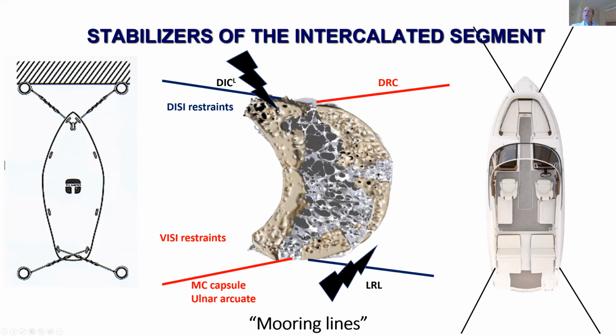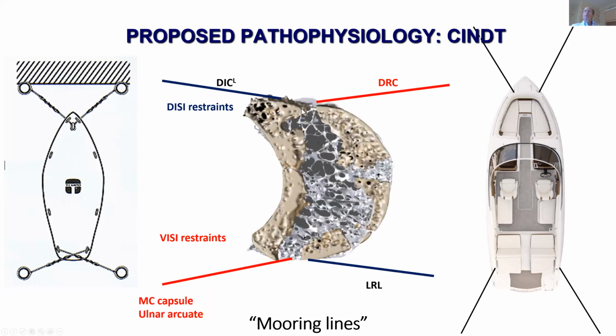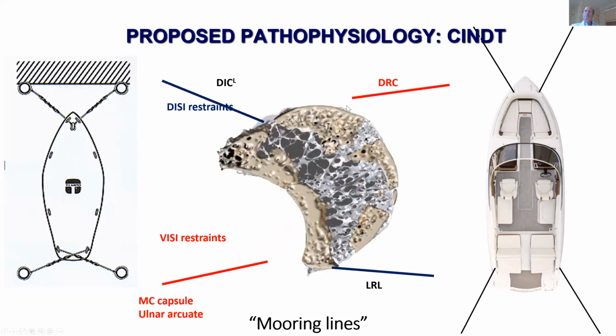Disruption of one or both of the volar dorsal combinations at the midcarpal and the radiocarpal joints allows the lunate to tip into DISI. Disruption of the opposite combination allows it to tip into VISI. This is the nature of CIND DISI and CIND VISI.